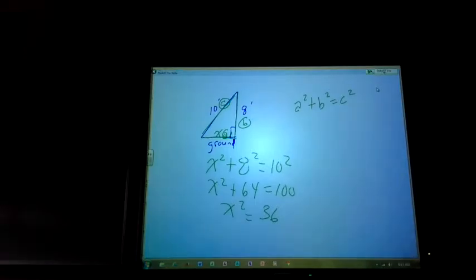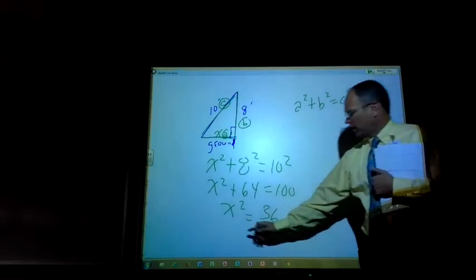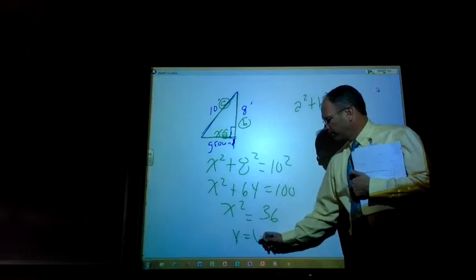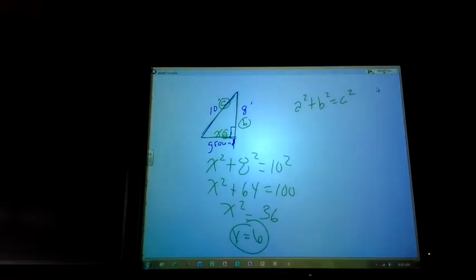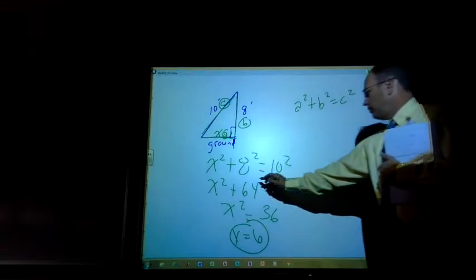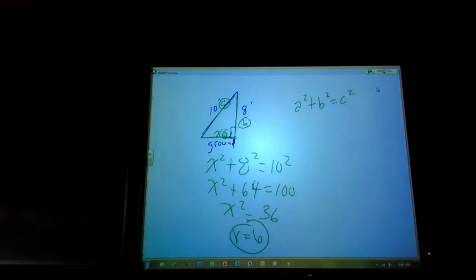All right. So, hey, what number squared gives me 36? Wait, hold on. Question. How did you get 6y or 6x? Oh, that's 64. You need glasses, sir. No, it just looked like a y. I just need to learn how to write.